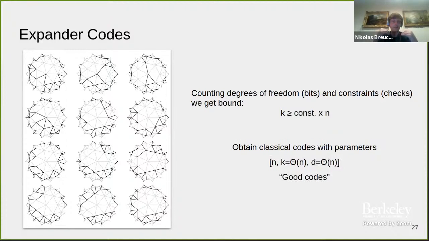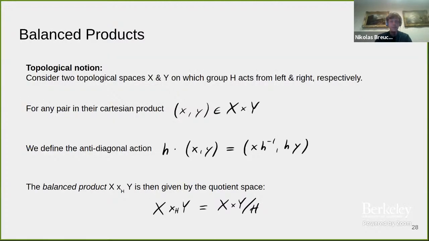So I hope this example convinces you of the general procedure that's laid out by Sipser and Spielman, that by using expanders and local codes, we can create classical codes explicitly with good parameters. Okay, so this is the ingredient that we use for the balanced product.